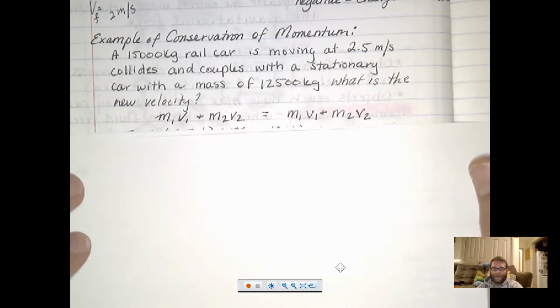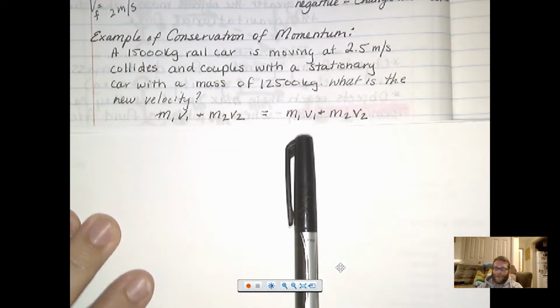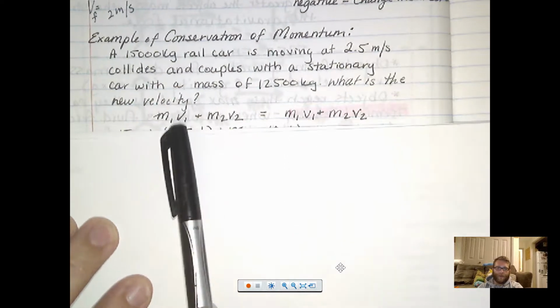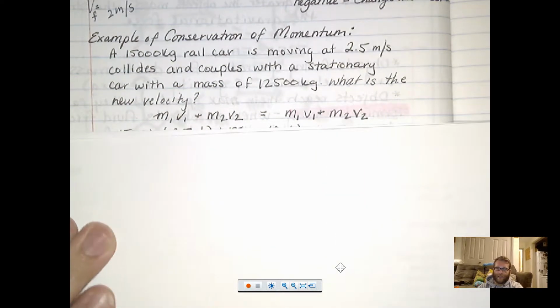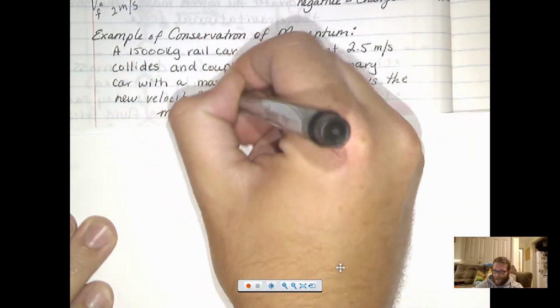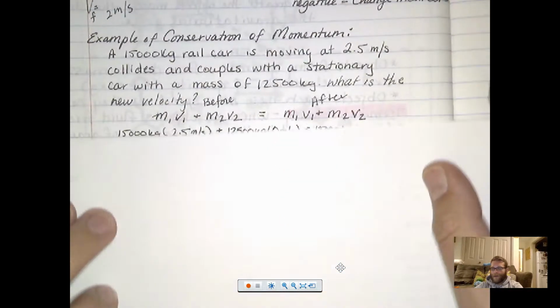Okay, so we have this equation, right? We have our momentum for object 1 plus our momentum for object 2, is equal to the momentum for object 1 and object 2 after. So this is before, this is after. I'll write that down so you guys don't get confused. This is before our collision, this is after our collision. Okay, so let's plug in what we know.